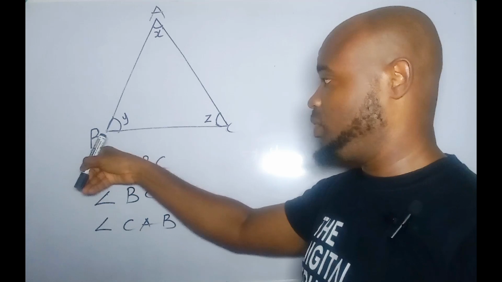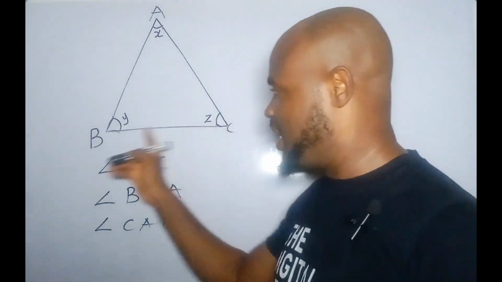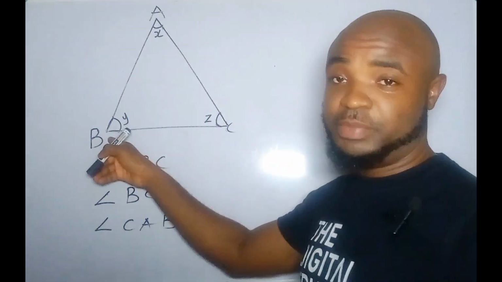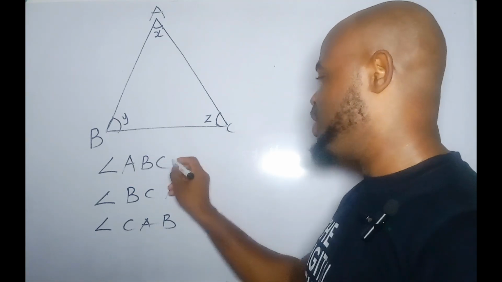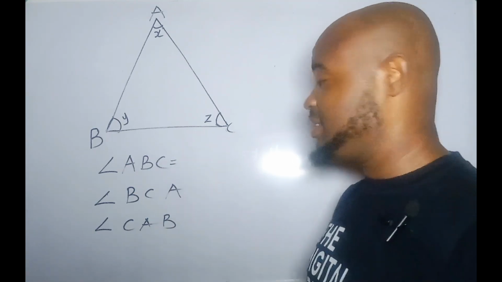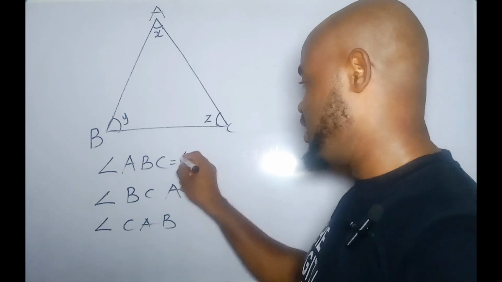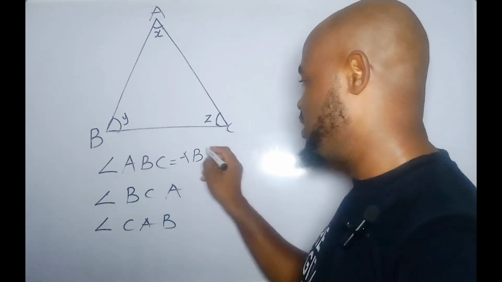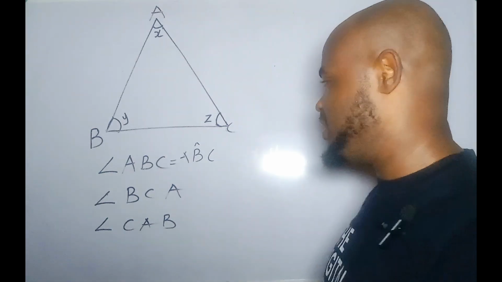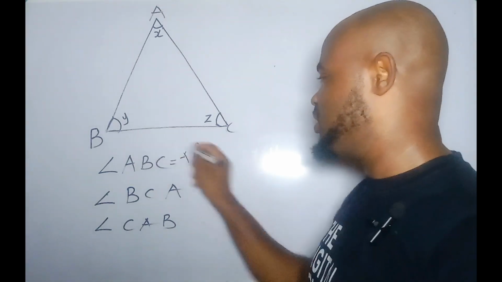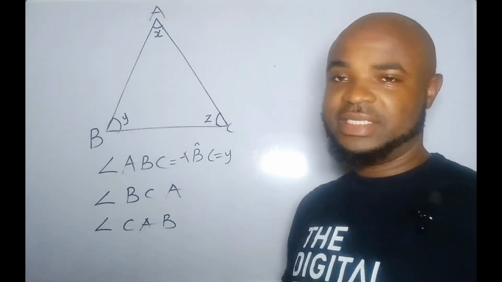The common vertex is what? B. So these two lines meet at this point, and the angle we have there is what? Angle Y. But there's another way in which I can write this. I can also write it this way, that is ABC, with the caret symbol on top of what? The middle alphabet. Which is the same thing as what? Angle Y. I hope you're getting it.